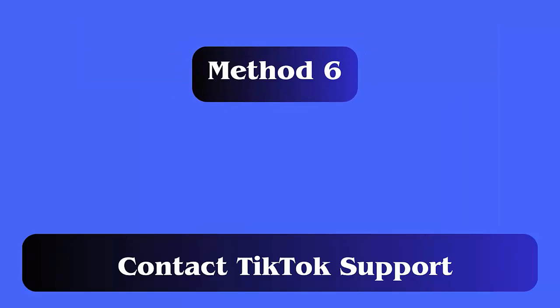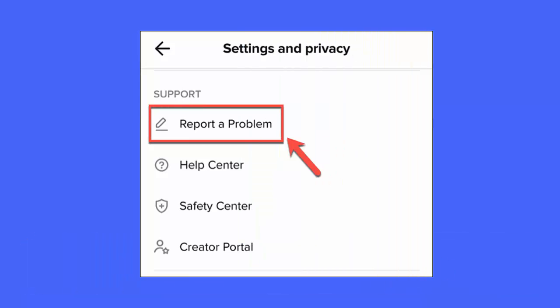Method 6. Contact TikTok support. Follow the steps. First, open TikTok app, click on Profile. Now, launch menu, choose Settings and Privacy. Next, move down and choose Report a Problem. Describe the error with a screenshot, tap on the Submit button.